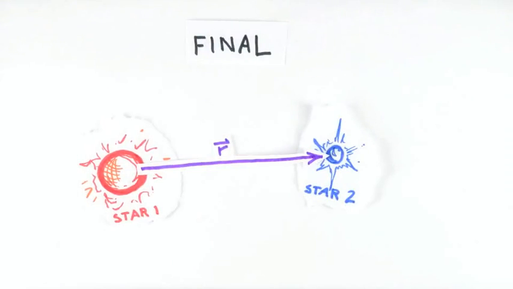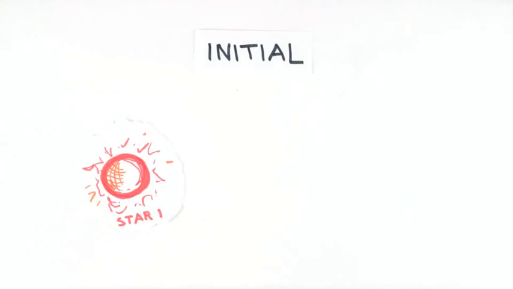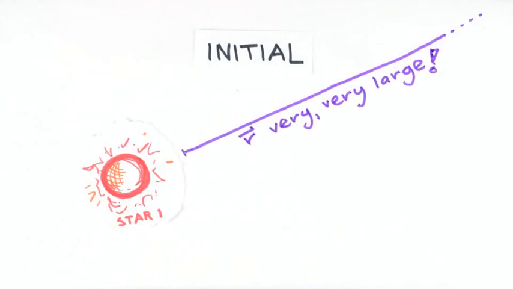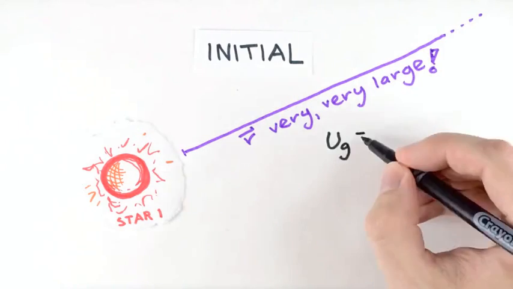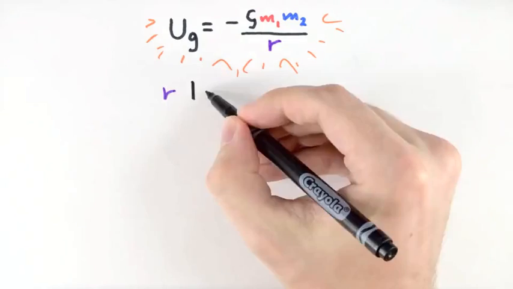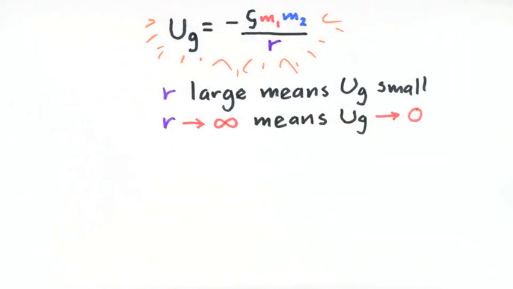Now let's imagine our drawing here is the final state, and in our initial state, the particles started out very, very far apart. Meaning the separation r between the two particles is very, very large. What is u sub g in the final state? Well, in our expression for u sub g, we see a large r means a large denominator, which means u sub g is small. Nearly 0 if r is very, very large.